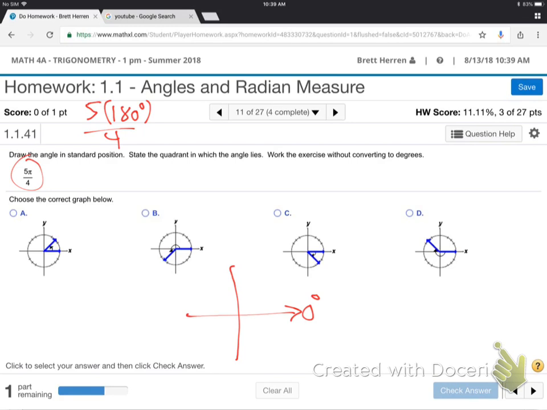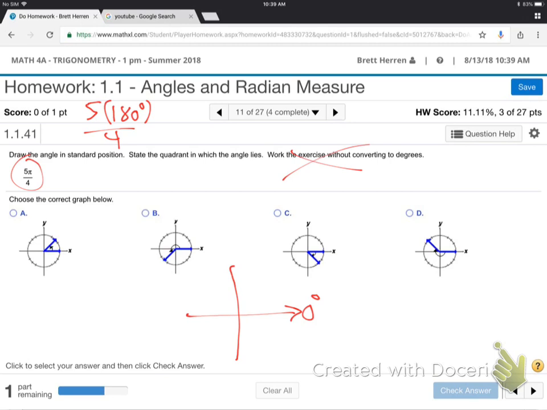Question? What's that? Work the exercise without converting to degrees. Yeah, I'm not obeying their rules. Good point, I didn't see that. But no, I'm going to convert to degrees.